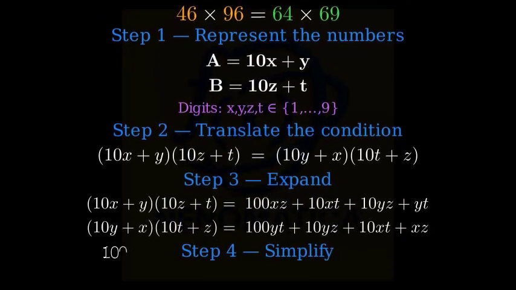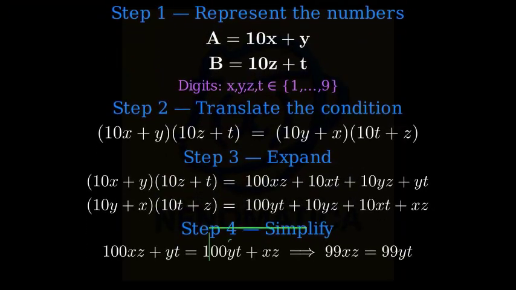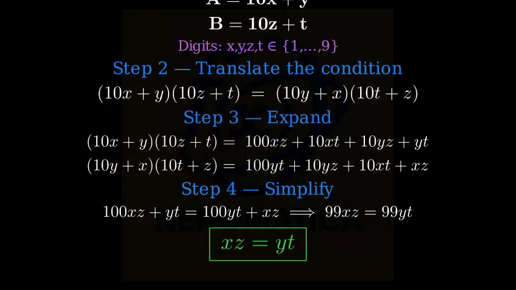Step 4. Set the expansions equal, then subtract matching terms on both sides. The 10xt and the 10yz cancel out. We are left with 100xz plus yt equals 100yt plus xz. Move terms to one side to get 99xz equals 99yt. Divide by 99. The key relation is x times z equals y times t.